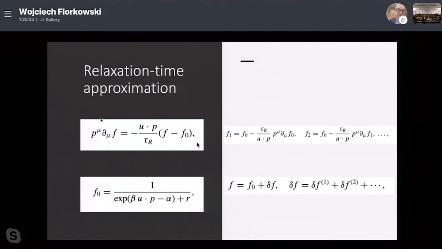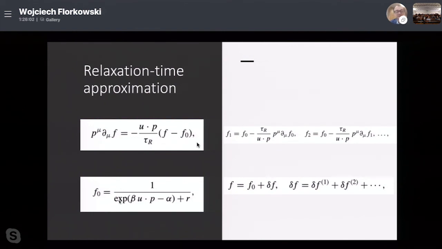But if you start the kinetic theory with this term, tau r is just a parameter here. For instance, a conformal theory would like to have it inversely proportional to the temperature, because temperature would be the only scale. But you can take it also as a constant, just to facilitate the calculation. If you want to make it momentum dependent, to make it more realistic, there are problems with the application of this approach. So usually tau r, the relaxation time, is a function of temperature.